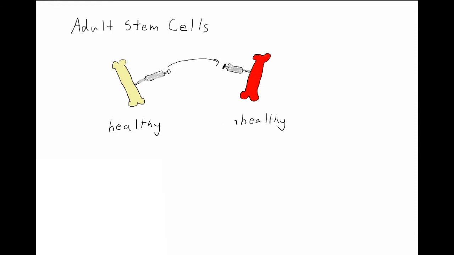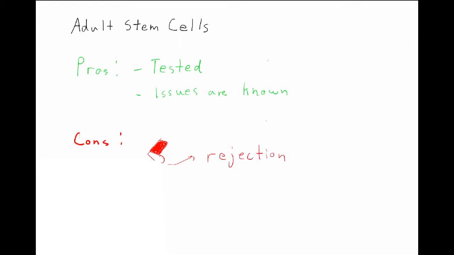Now, like everything, there are pros and cons with adult stem cell technology. The main pro is that it is tested to work for what it does, and does that well. The cons are that if the match is not perfect, there's a chance of rejection, and that only a few types of cells are regenerated from adult stem cells. So for example, nerve cells cannot be regenerated through adult stem cells.